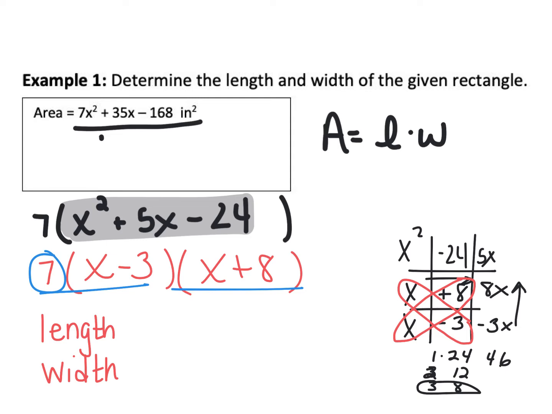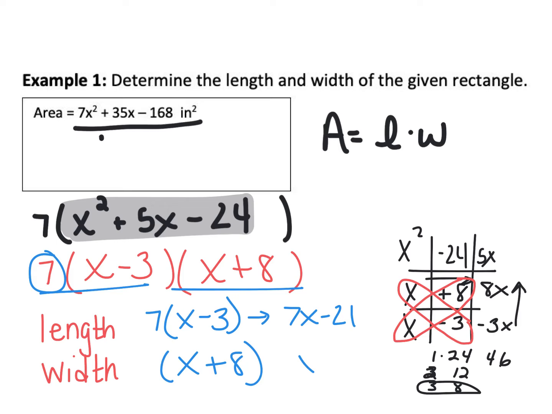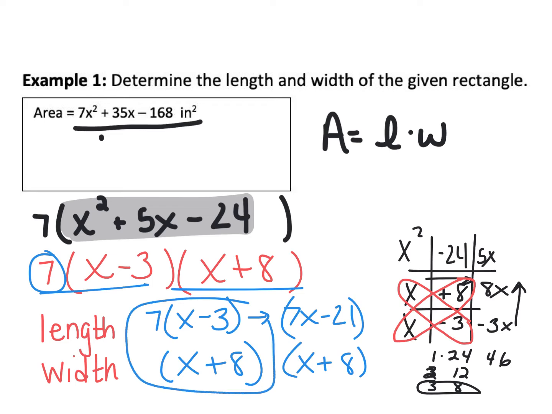Now you got this 7 out front, so what do you do with that? Well, I just put that with one of them, because perhaps the length is 7 times x minus 3 and the width is x plus 8. Technically that 7 could be with the width, but you're just giving one possible combination that would work. You could also say that this one here is 7x minus 21 and the width is x plus 8, would be a different way of saying it. But I'll accept it if you get it to this.